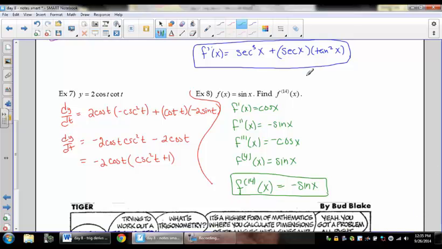Okay? If I wanted that to be f of the 315, I would just say, okay, what's the closest multiple of 4 in here? Well, 312 is the closest multiple of 4. There's where the multiples of 4 go. So this is the 312th derivative, 313, 314, 315. That would be negative cosine x.